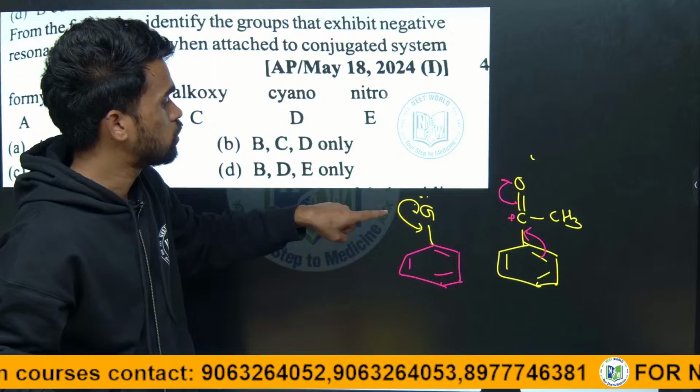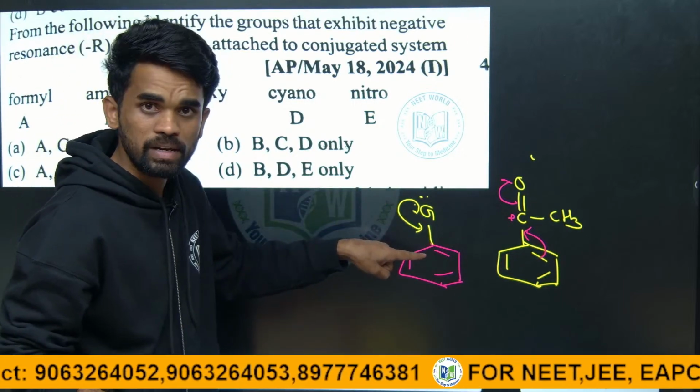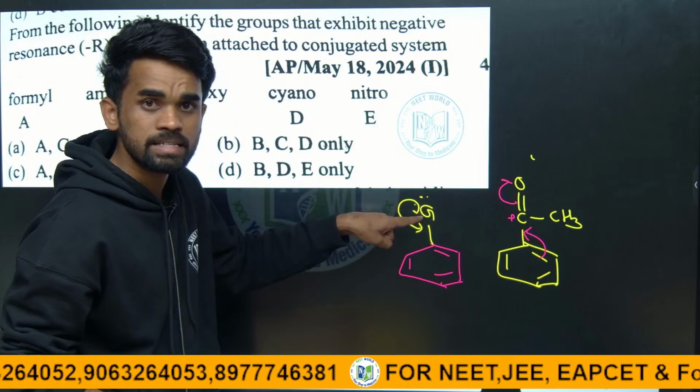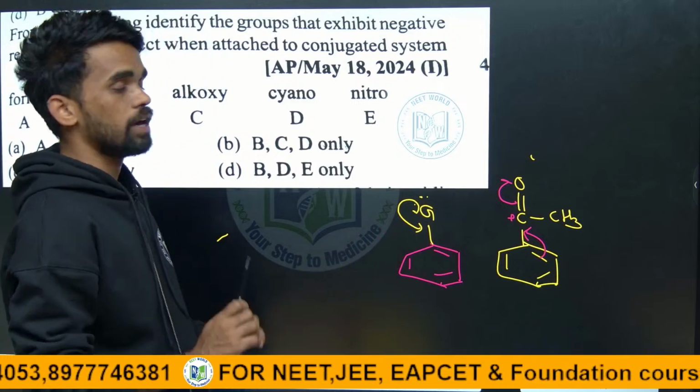If the group contains any non-bonding electrons that can be donated into the phenyl ring, I can say the group G is an electron releasing group and a ring activating group. Okay, I hope it is clear.